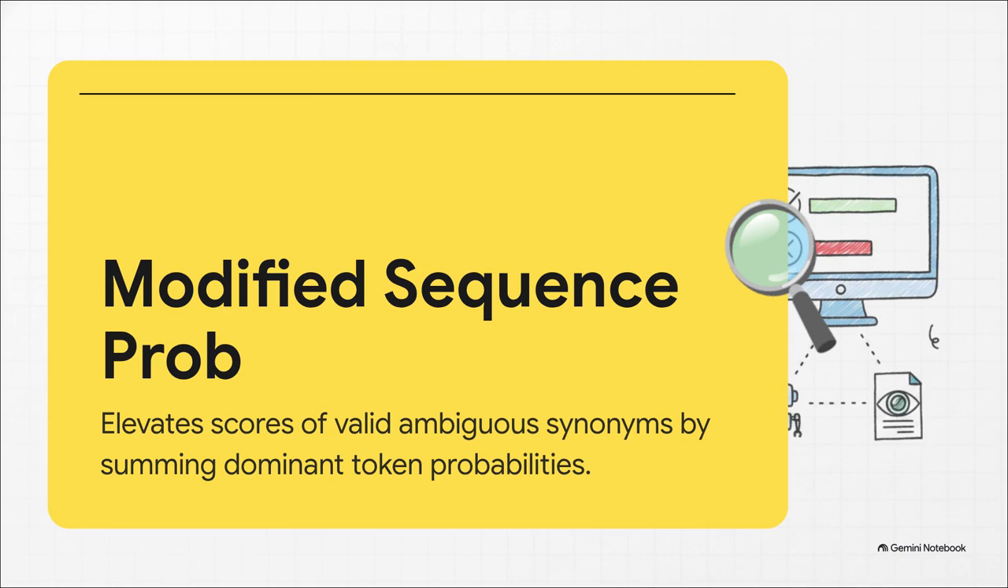But we run into a fascinating problem here. Sometimes the model actually isn't confused at all. It's just trying to decide between perfectly valid linguistic synonyms. Standard probability scoring heavily penalizes models for this. So, developers use modified sequence probability. This metric elevates the score of valid ambiguous synonyms by summing their dominant token probabilities, basically to prevent unfairly punishing the model just for having a really good vocabulary.